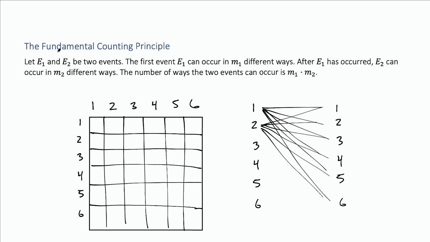Now this, as I said, here it's stated in terms of 2 events, but it can be extended to more events, right? So if you've got 4 different events, you just multiply how many ways each of those can be done to get the total possible ways to have all of the events together.